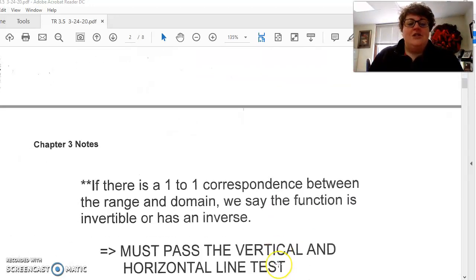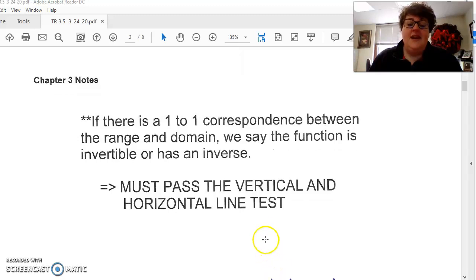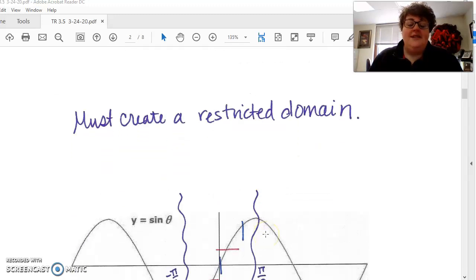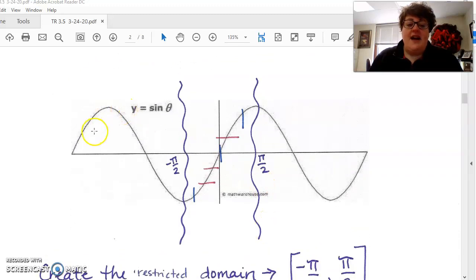To set us up for getting inverses for trig functions, we have to have a one-to-one correspondence. And what that means is the graph has to pass the vertical line test and the horizontal line test. If we look at our sine graph in general, it is not passing the horizontal line test, because remember from college algebra, if it hits the graph twice, it fails the horizontal line test.